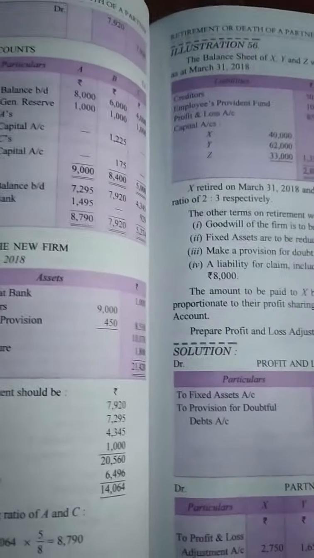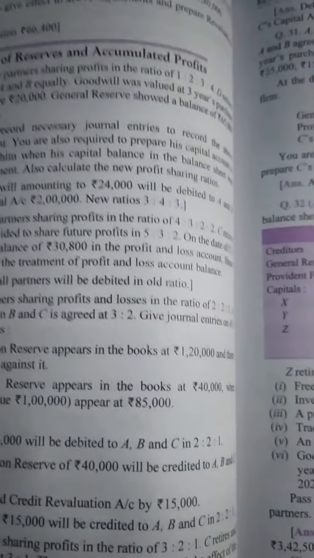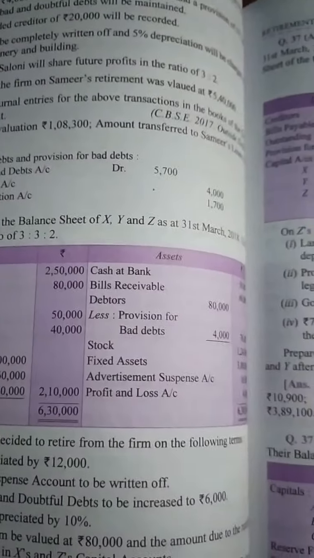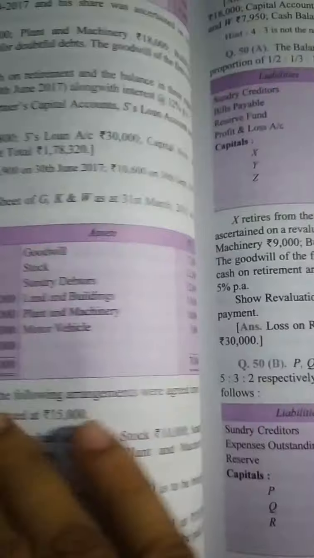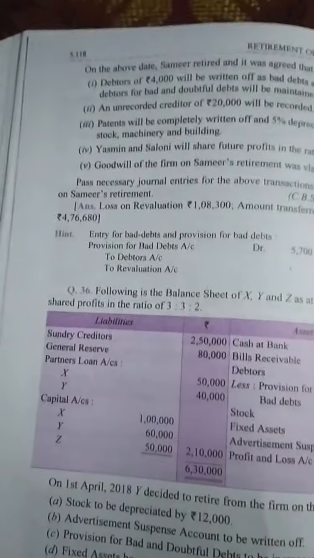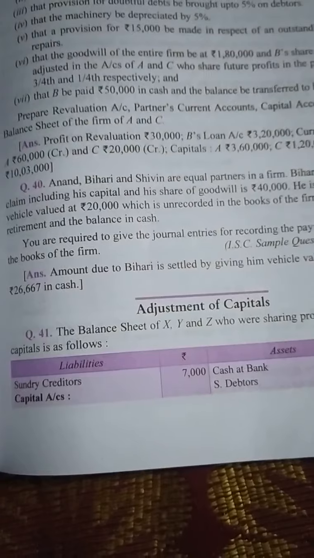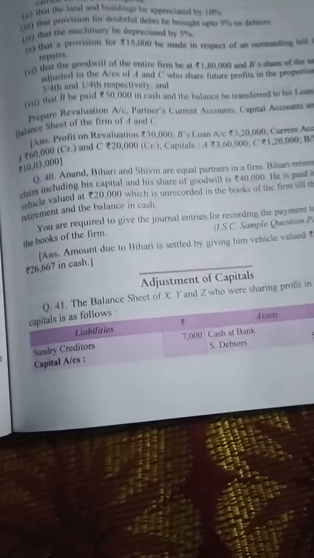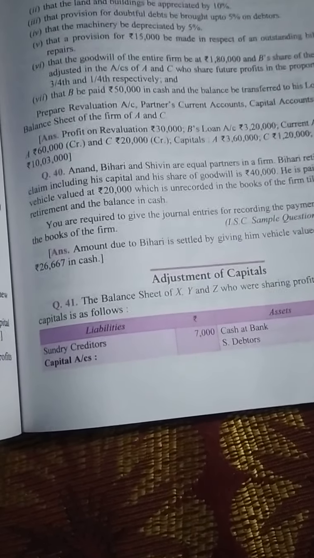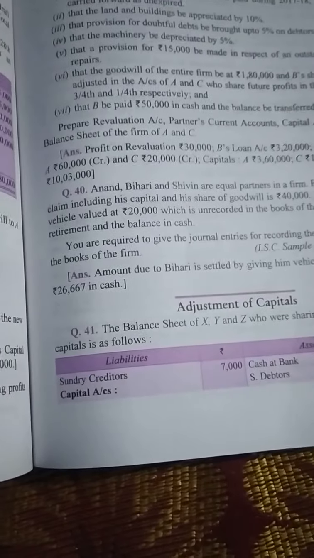Just see, I'm showing you question number 40. From question number 41, adjustments are starting and you need not solve the questions of adjustment because they are deleted from the syllabus. So this is the end of the retirement.